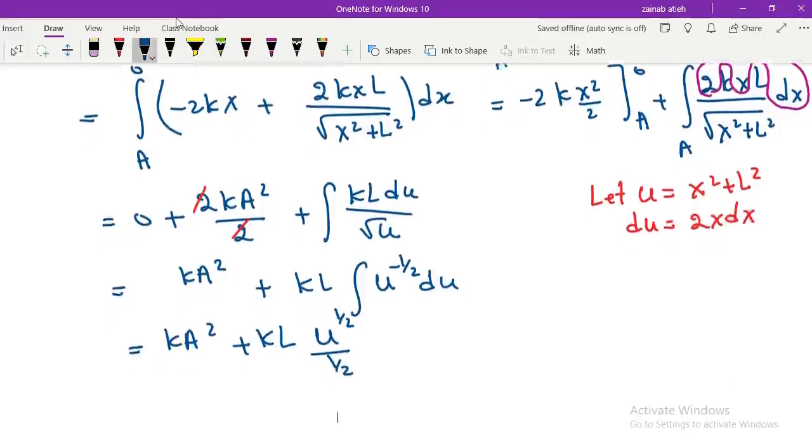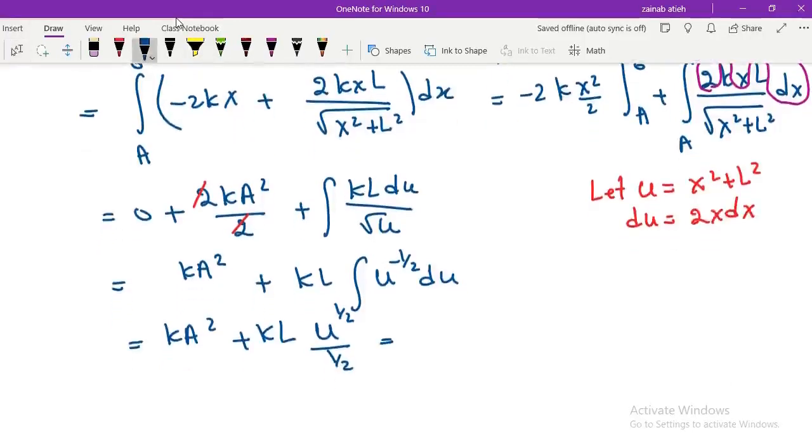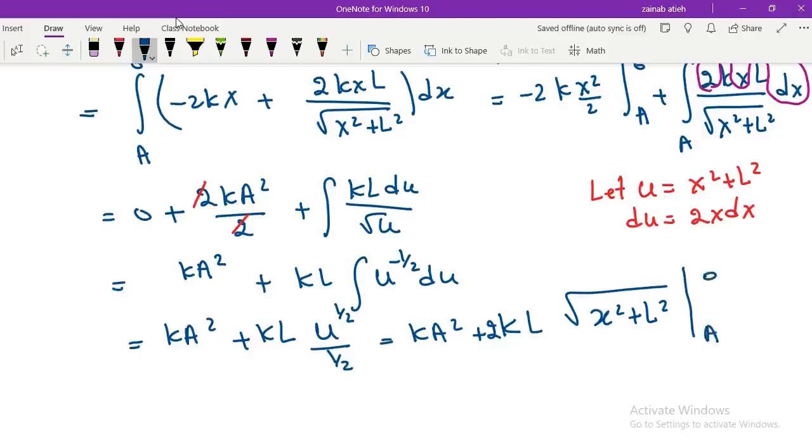Don't forget to return the u as it was before. It's ka squared plus kL, and u was x squared plus L squared, to the power half, divided by half, so 2 comes out here. And don't forget the boundaries, which are from a to 0. I returned u as x and substituted the same boundaries. You can change the boundaries, but I prefer this way, it's easier.